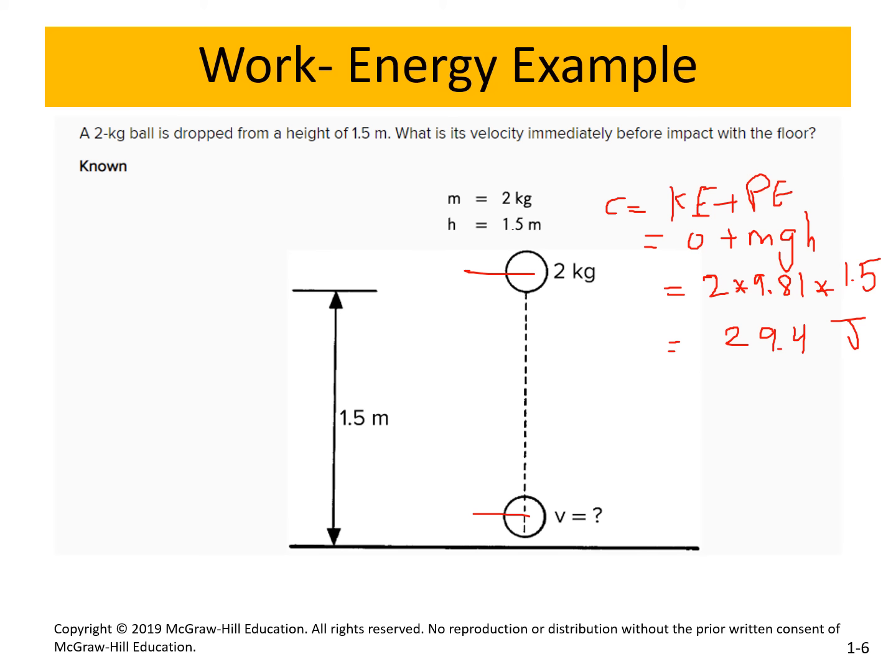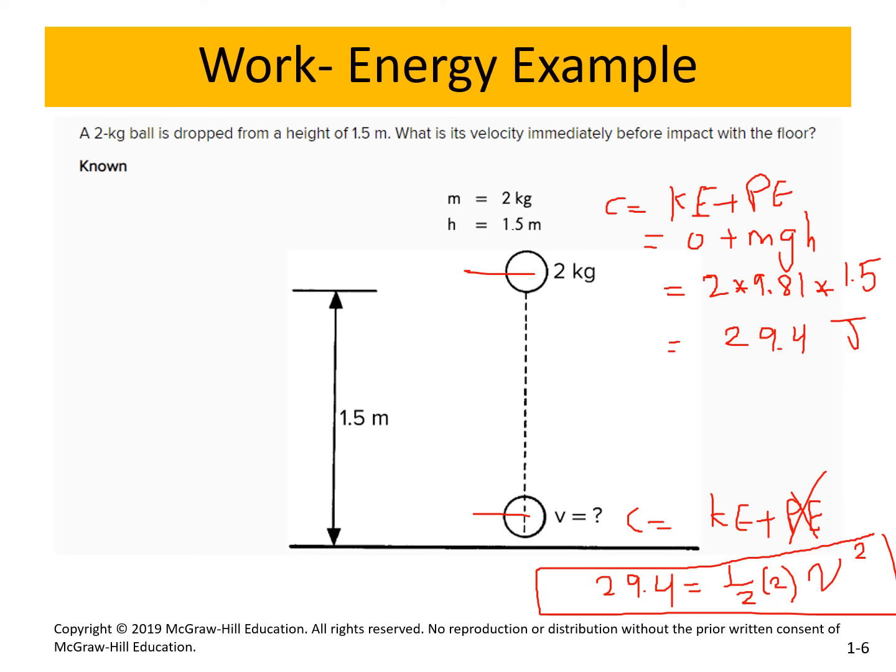The difference is that down there, we don't have potential energy because the distance before hitting the ground should be 0, right? So I don't have h, I don't have height. So C here should equal kinetic energy plus potential energy, and I don't have potential energy. So C here is equal to 29.4, which equals kinetic energy, half mv squared. M is 2 kilograms, so you substitute 2 here. I have one equation with one unknown, that we can find v.